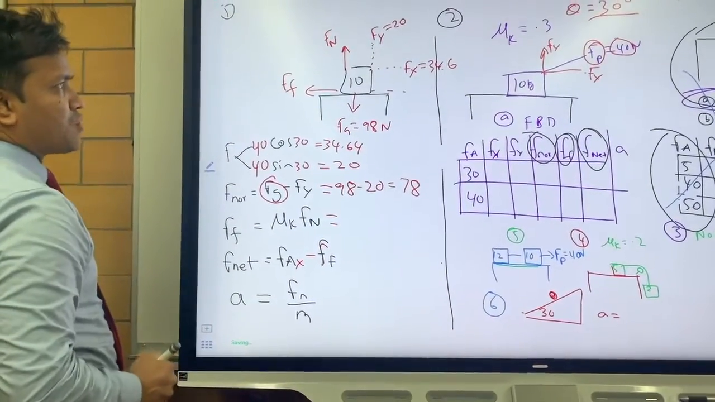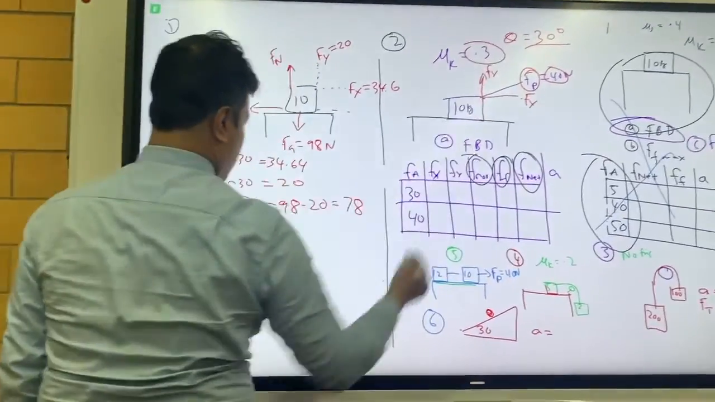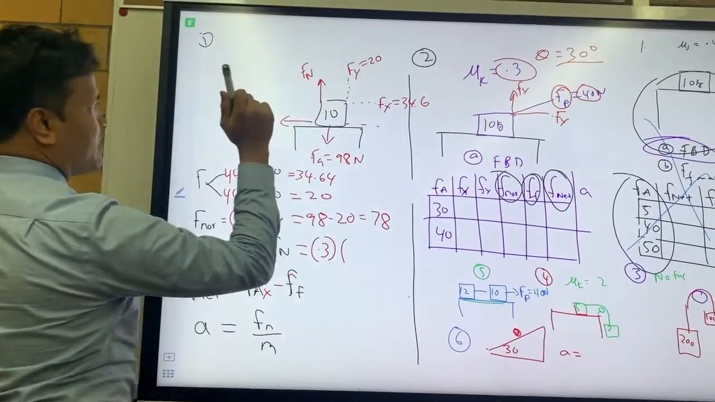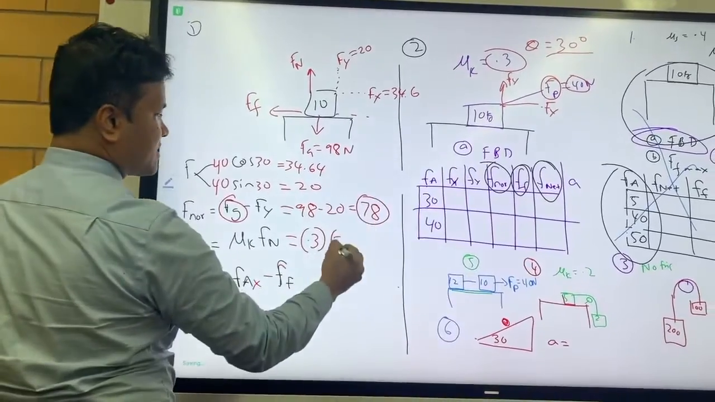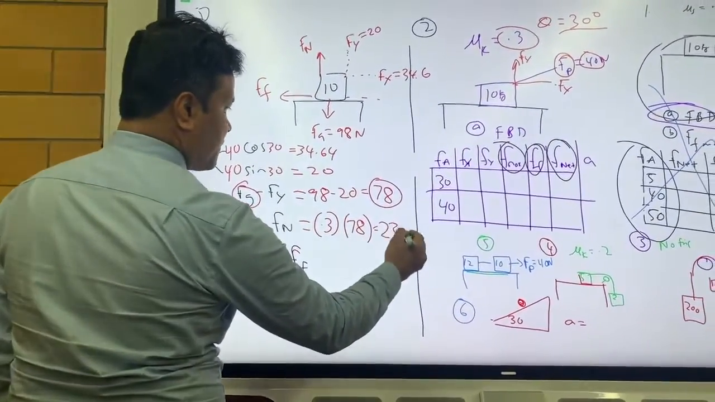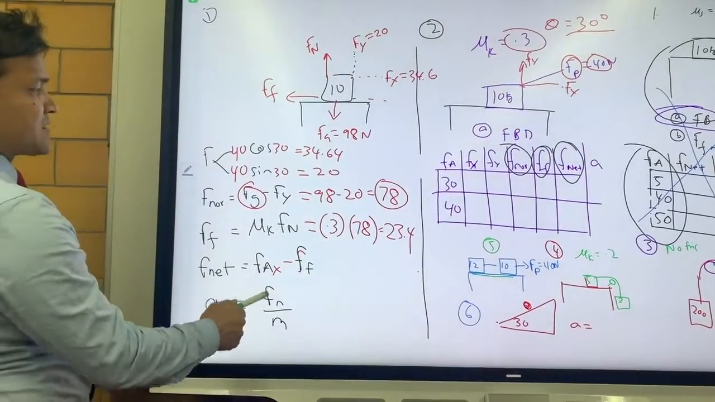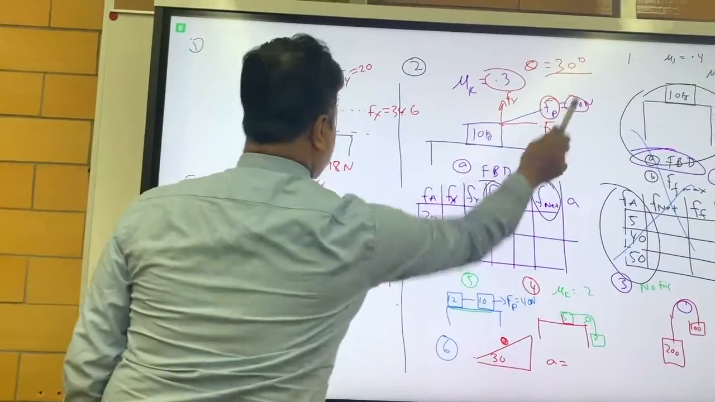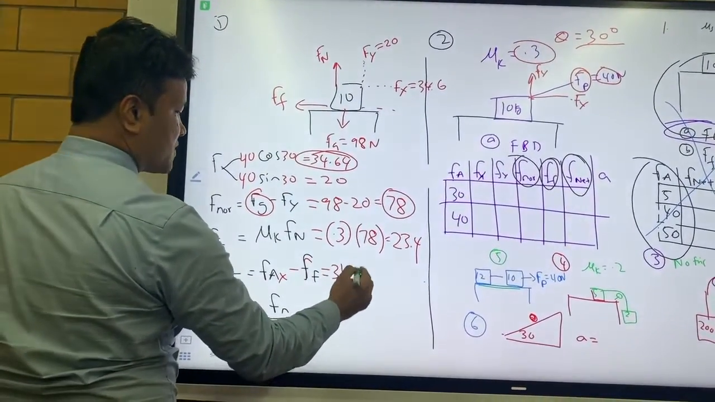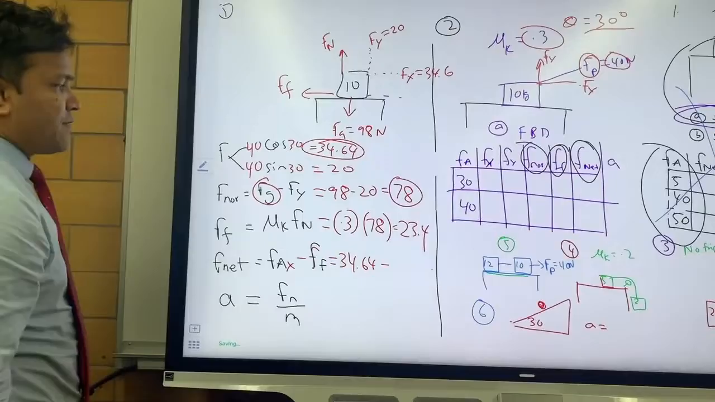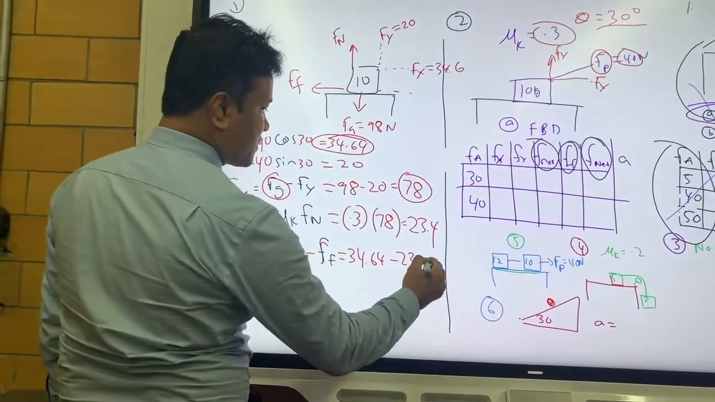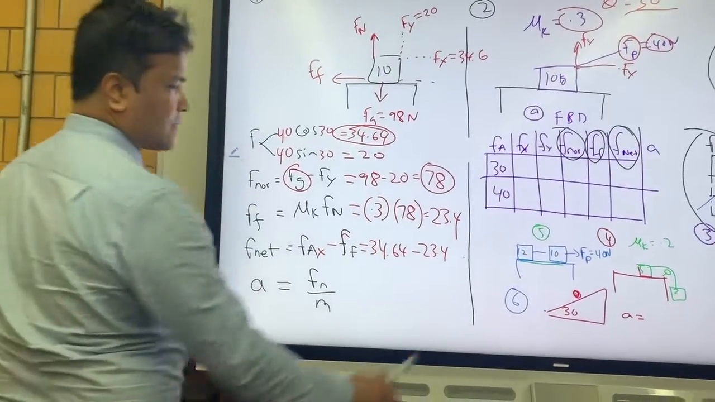I have mu k. Mu k is 0.3. So 0.3 times, I have Fn. What is my Fn? Fn is 78. So what is it? 23.4. Now I have Fax. Fax is not 40. Fax is 34.64. 34.64 minus Ff. What is Ff? Ff is 23.4. So what is this? 11.24.